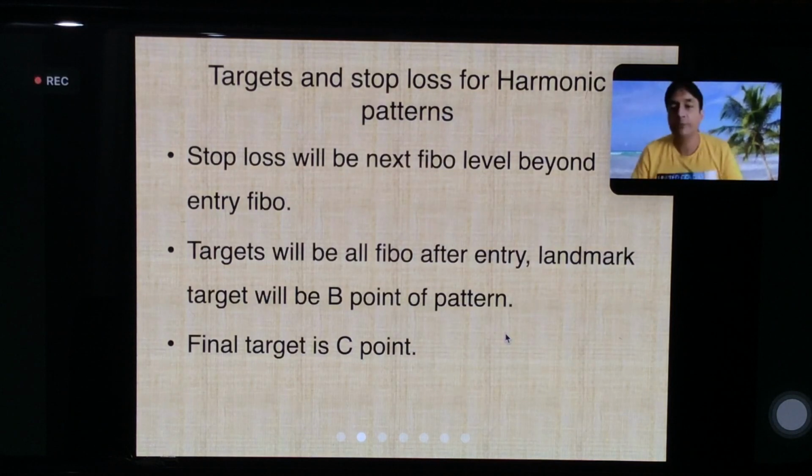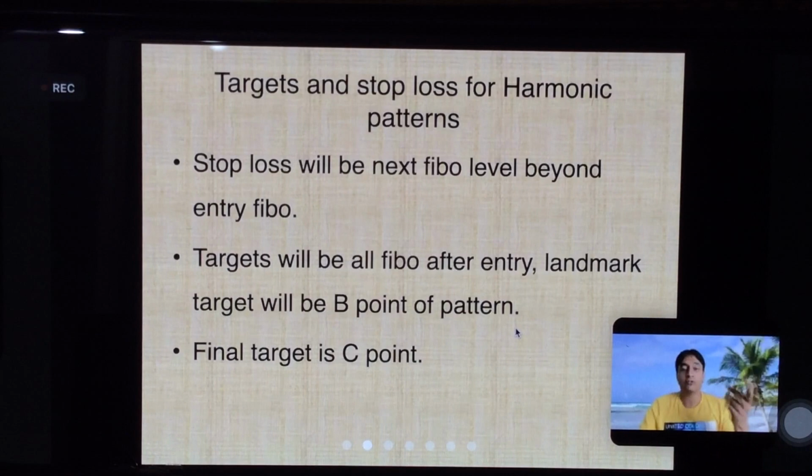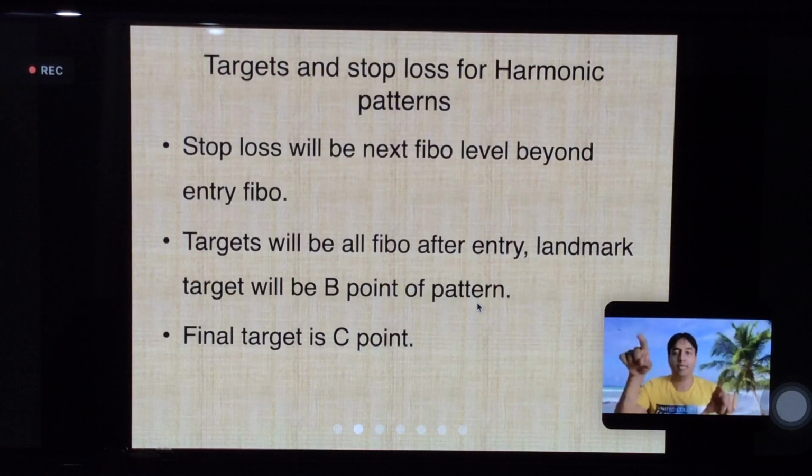Targets and stop loss for harmonic patterns. So stop loss will be the next Fibo level beyond the entry Fibo. Our entry Fibo we are considering on XA. If I am entering on bat, I am entering at 0.886 of XA, so the next Fibo is 1. If I am entering for butterfly, my D point is at 1.27, so my stop loss will be 1 Fibo above, that is 1.41. If I am entering for 1.61, that is crab or deep crab, then my stop loss will be beyond 2. Right? Are you getting it? Whatever the XA retracement is, the next Fibo will be our stop loss.